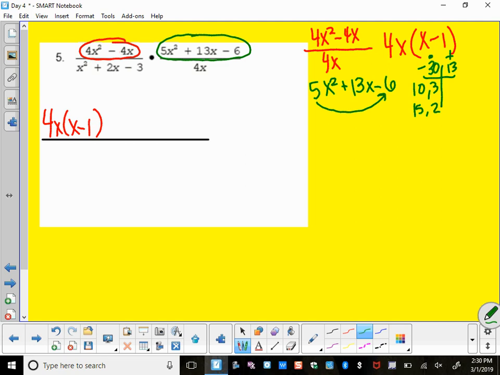Okay, so my answer will be 15 and 2, and my 2 gets the negative. So if I pull down my first number, that's 5x squared. I pull down my last, that's negative 6. On the inside, I'm plugging in my new factors. So positive 15x minus 2x.